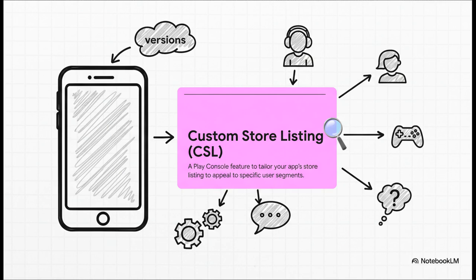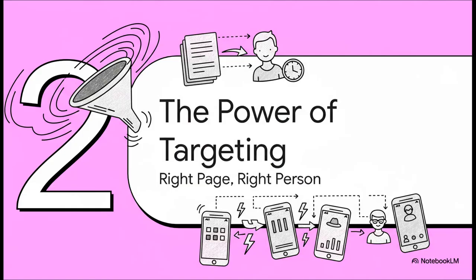Well, it's a feature baked right into the Play Console that lets you build out multiple versions of your app store page. Each one can be perfectly customized to talk directly to a different group of people. This is where the real magic happens. See, it's not just about making a bunch of different pages. It's about showing the right page to the right person at the right time. And Google gives you some seriously powerful ways to make that happen.